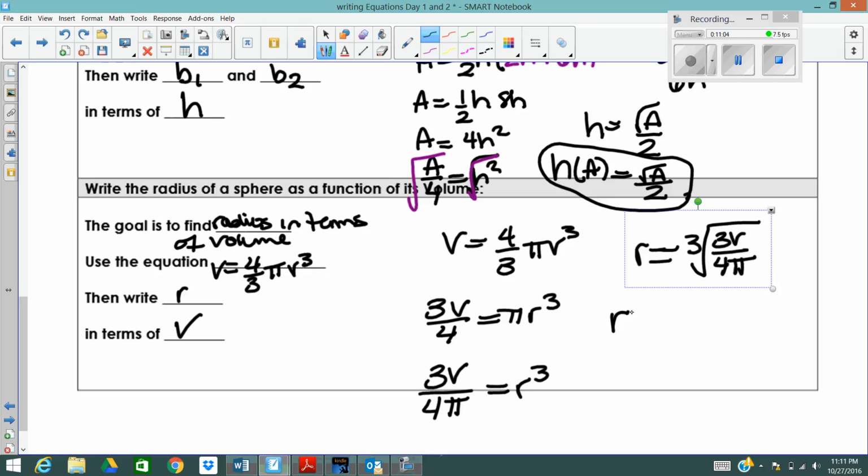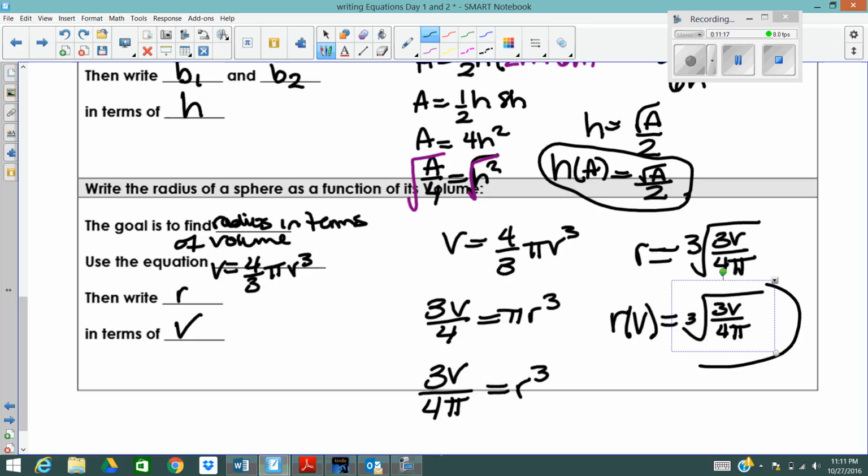So our radius as a function of the volume is the cube root of 3v over 4 pi. All right, that's our lesson for today. The main goal is to keep in mind what you're trying to write each function of and solve for the appropriate variable.